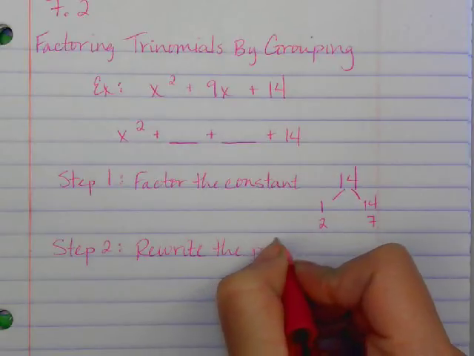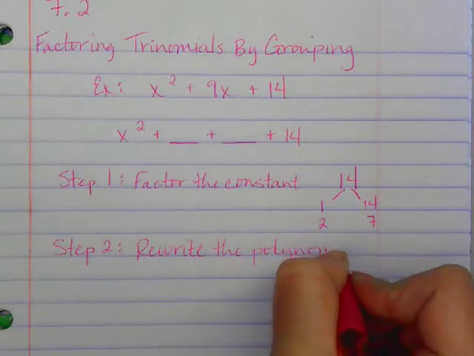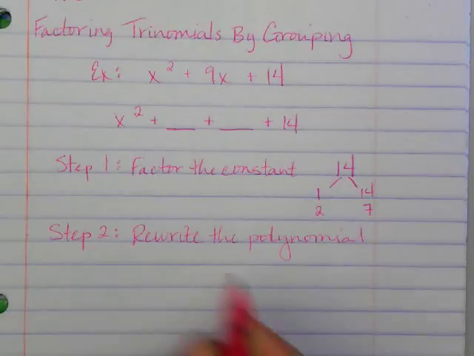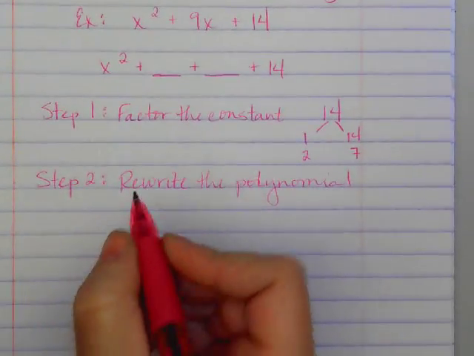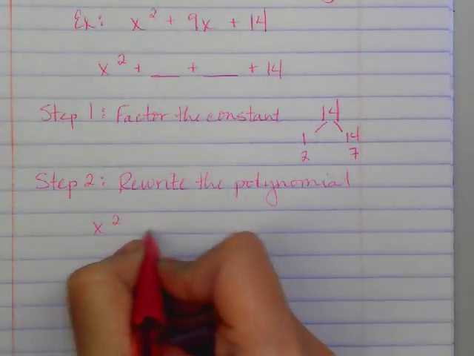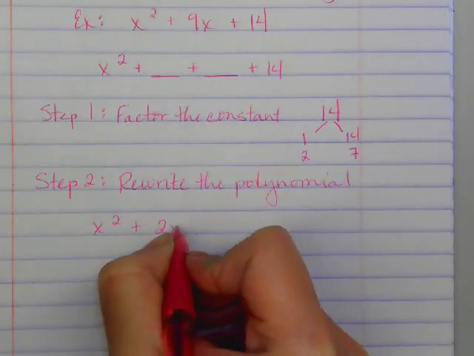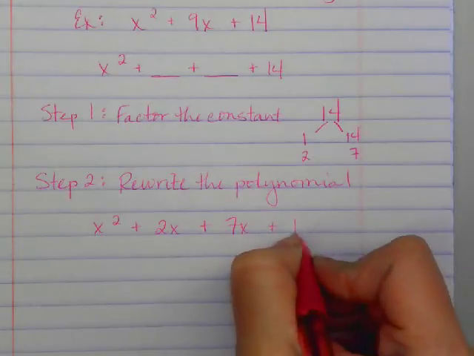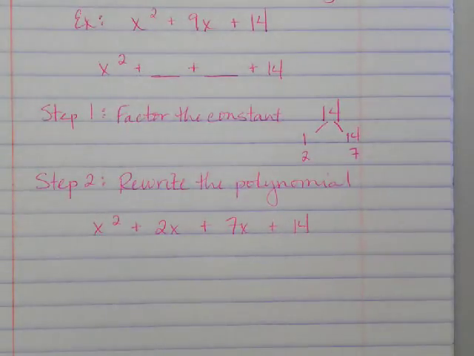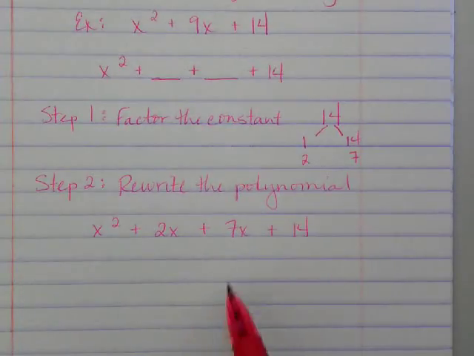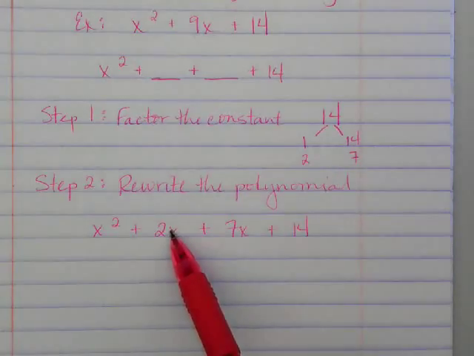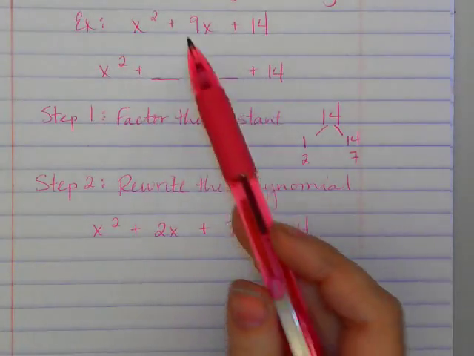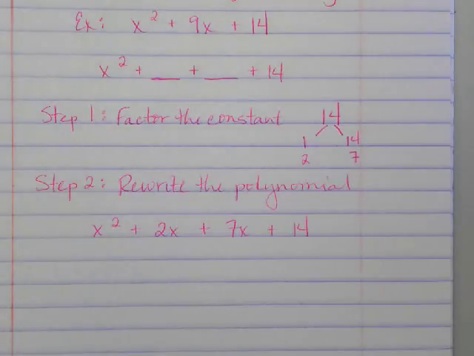So then step 3, and I'm just going to write it here because we're kind of going to do this all in one, is we're going to factor it by grouping, like we did in 7.1. So we have our x squared plus 2x plus 7x plus 14.